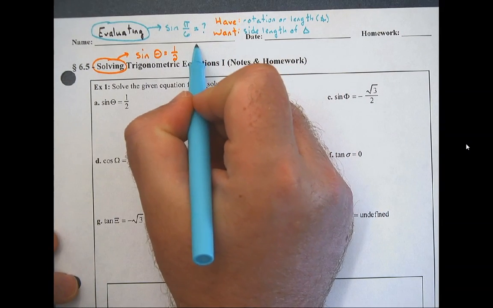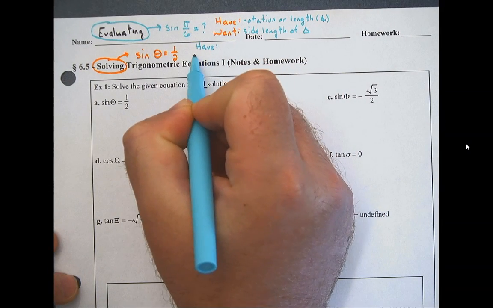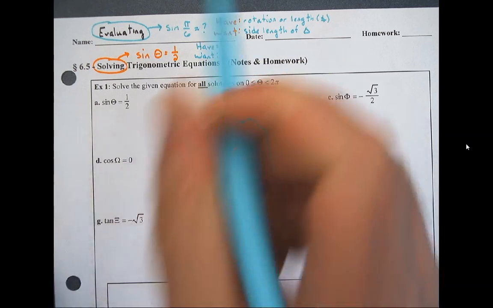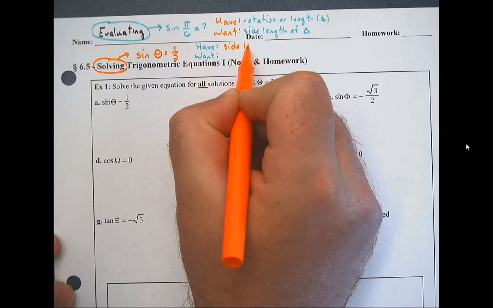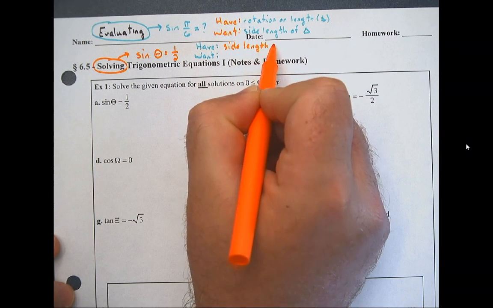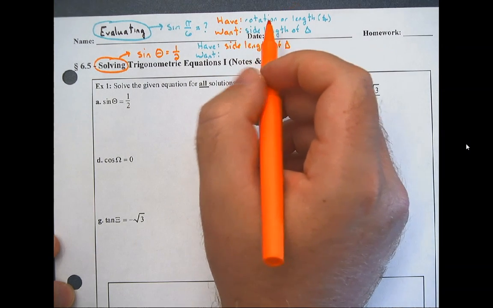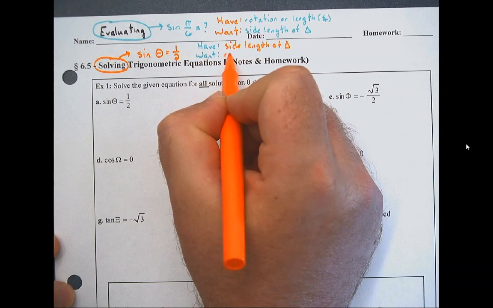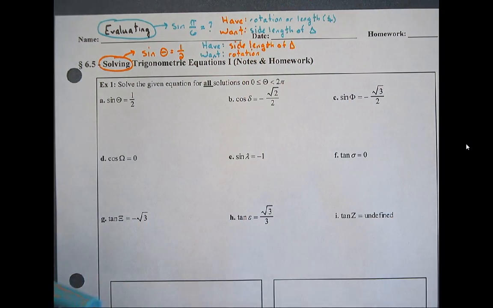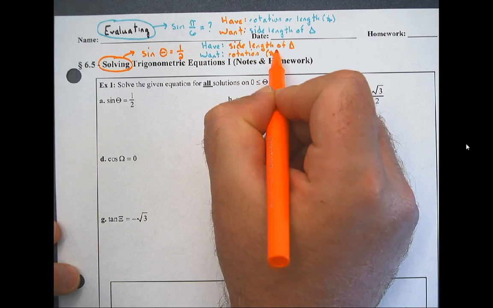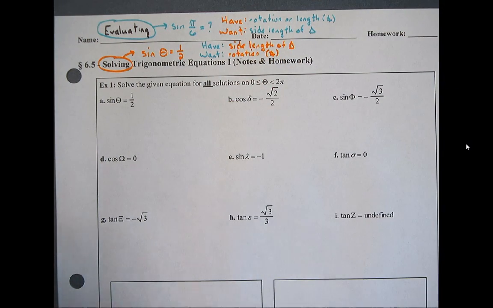So what do I have versus what do I want? I have the side length of the triangle, and I want the rotation around the unit circle. I'm just going to say rotation or angle. I don't like that length part. So you're trying to find the angle. Maybe I should just say angle instead of rotation.